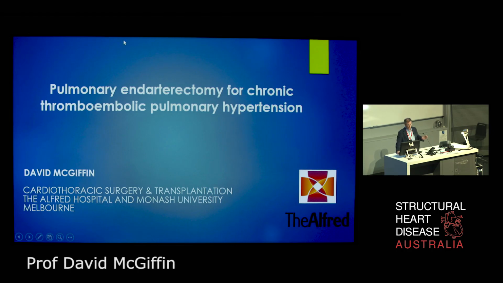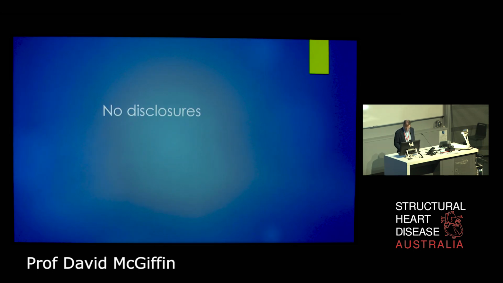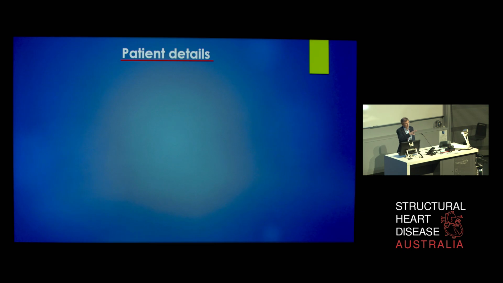So I've been tasked with the job of talking about pulmonary endarterectomy for chronic thromboembolic pulmonary hypertension, so I've no relevant disclosures. What I'm going to do is present a short case of a patient with chronic thromboembolic disease who underwent pulmonary endarterectomy, and then I'll give you an overview of the surgical management of this condition.